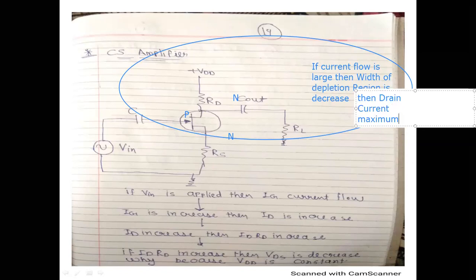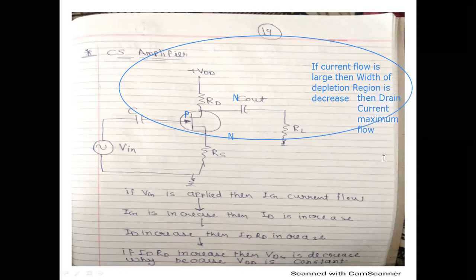If depletion region is high, width of depletion region is maximum, then current flow is minimum. But here current is large, so depletion region is decreased, then drain current maximum flow. If drain current maximum flow, then obviously IDRD increases because RD is the external resistor. And if IDRD increases, then VDS is decreased.